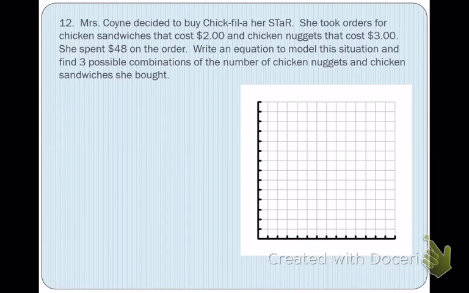Got another story problem here that we can walk through. Mrs. Coyne decided to buy Chick-fil-A for her STAR. She took orders for chicken sandwiches that cost $2 and chicken nuggets that cost $3, and she spent $48 on the order. Write an equation to model this situation and find 3 possible combinations of the number of chicken nuggets and chicken sandwiches she bought. Okay? Try this out. Try to come up with the equation, graph the line, and find the points that would give you possible combinations. Stop the video, give it your best shot, and then you can start it back up and check your work.